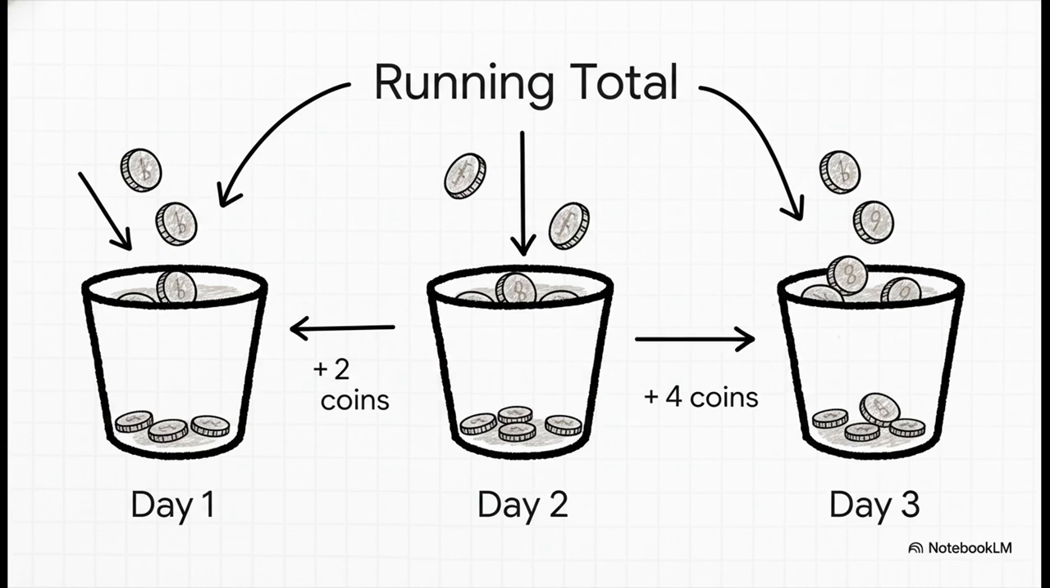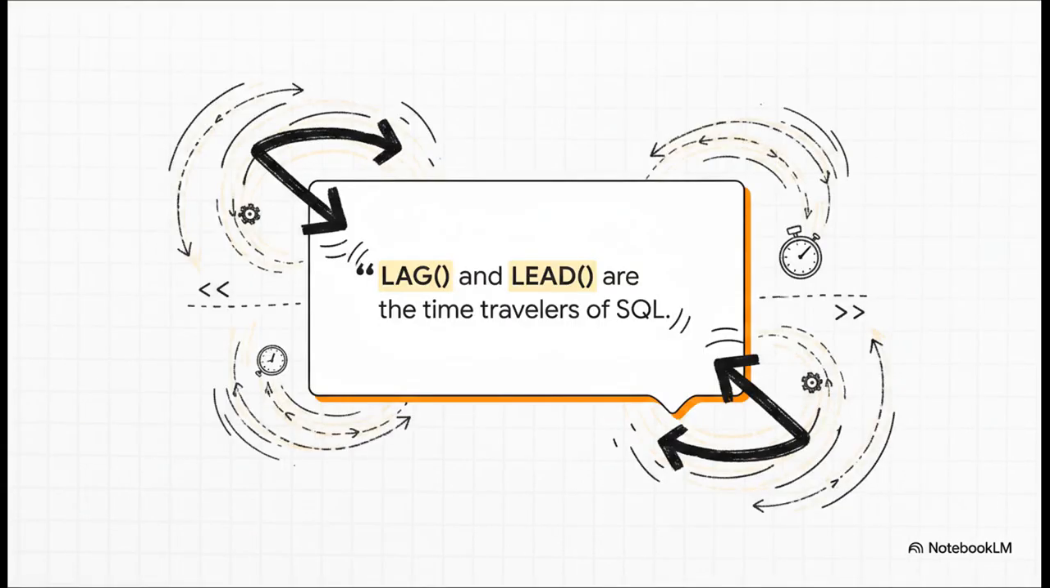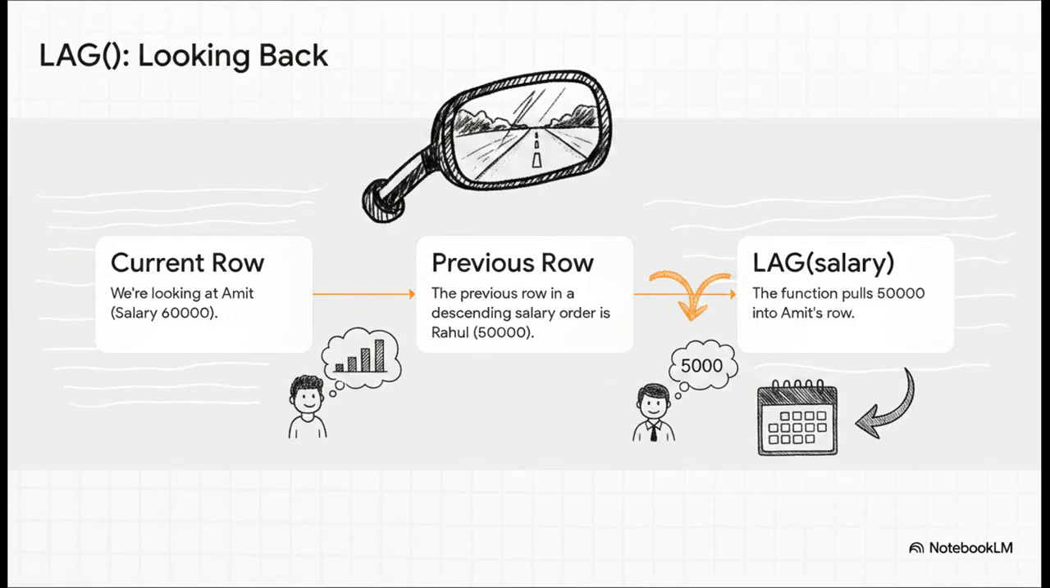So useful. But my personal favorites have to be LAG and LEAD. I love this quote for them: they are the time travelers of SQL. Why? Because they let you reach out from the current row and grab data from other rows, either from the past or the future. LAG is like looking in your car's rearview mirror. For any row you're on, it lets you pull a value from the row that came before it. It's perfect for things like comparing this month's sales to last month's sales, right on the same line.